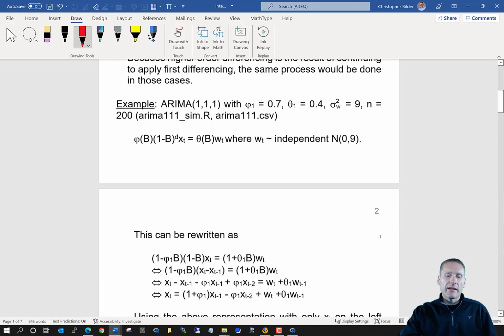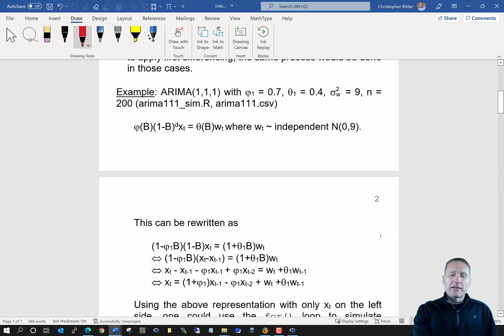Okay, so let's take a look at an example here. Let's look at an ARIMA(1,1,1) model. We're going to have phi1 equal 0.7, theta1 equal 0.5. I have a variance of 9, and I'm going to have a sample size of 200.